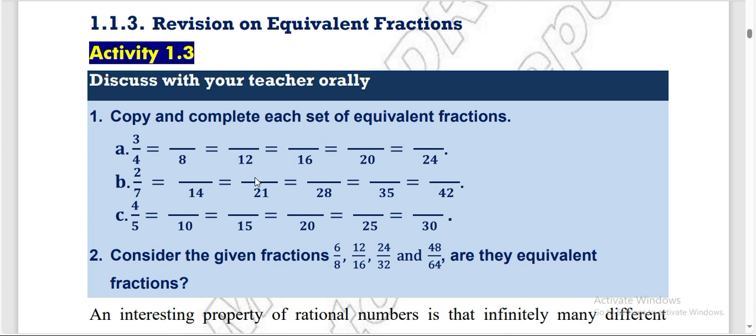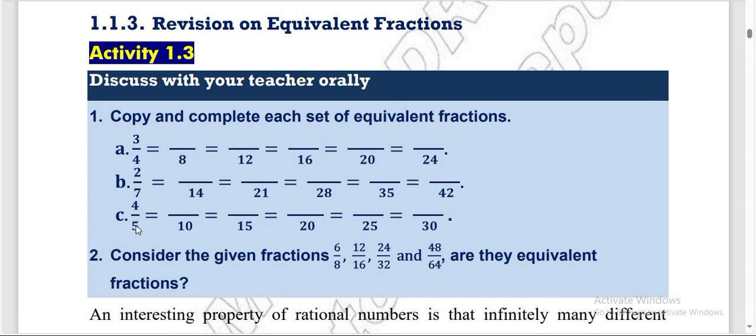Here, you can calculate directly from that: 6 over 21, 8 over 28, 10 over 35. This one is 12 over 42. The numerators increase by 2: 4, 6, 8, 10, 12. The increment is 2.